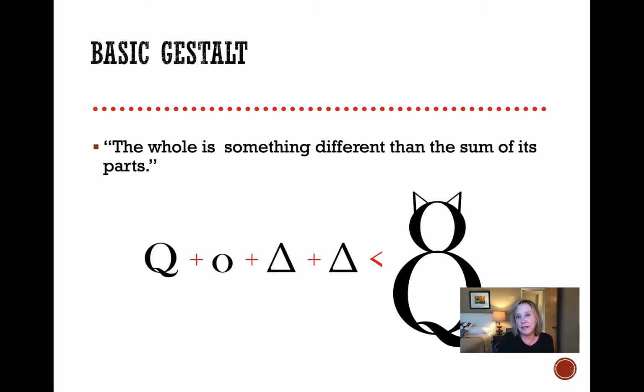I created this cat out of a Q, an O, and two triangles. So individually, we see a Q, an O, and two triangles. Together, they are different though than just putting those parts together. They are rearranged visually, so now they are something different than the individual parts.